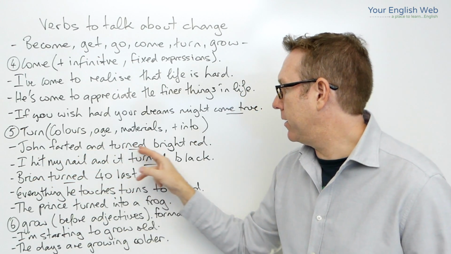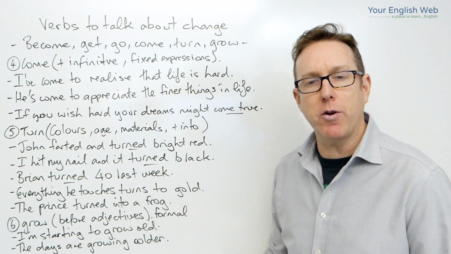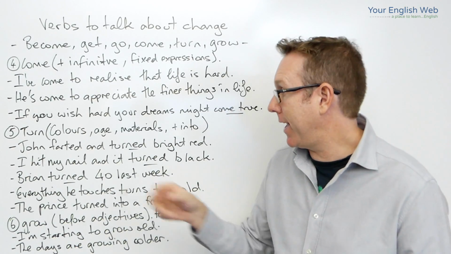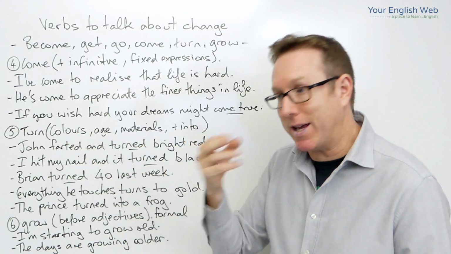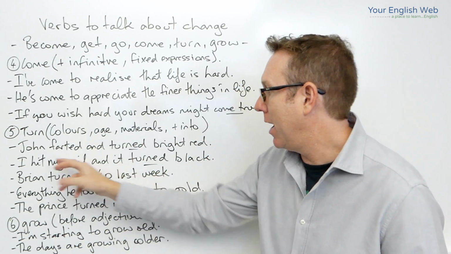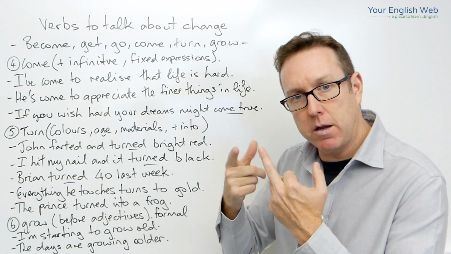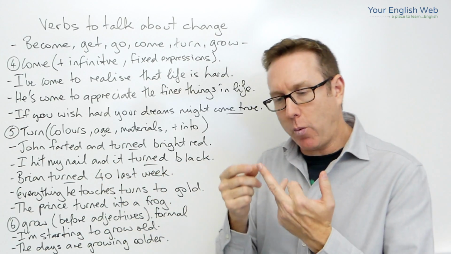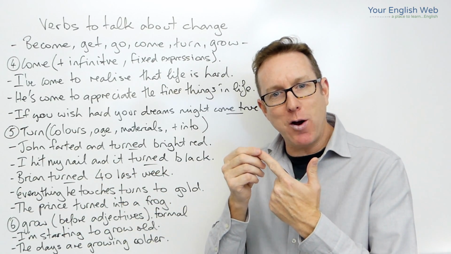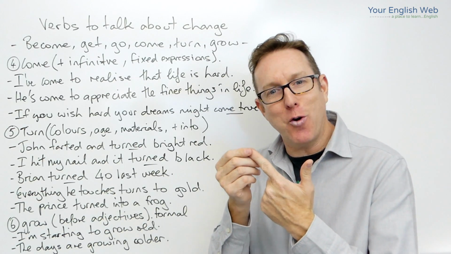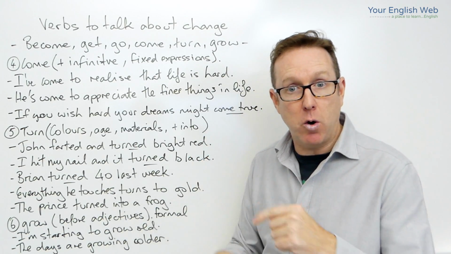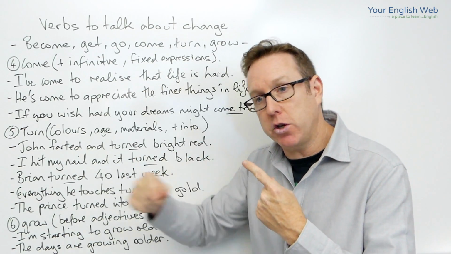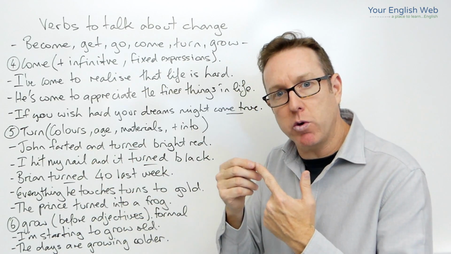John farted and turned bright red. So he farted and he was embarrassed, so he turned red, okay? It's a visible change. We can see it's a visible change. I hit my nail with a hammer, bang, and it turned black. You know when you hit your nail with a hammer, or if you jam it in the door, the nail turns black, okay? It turns black with a colour, the visual change.